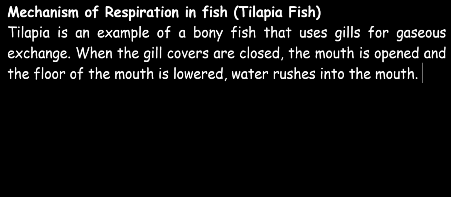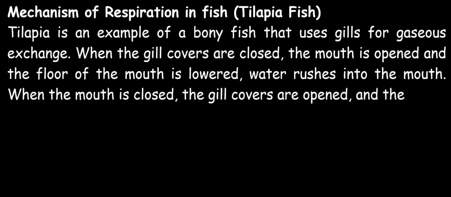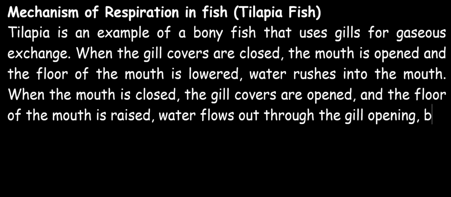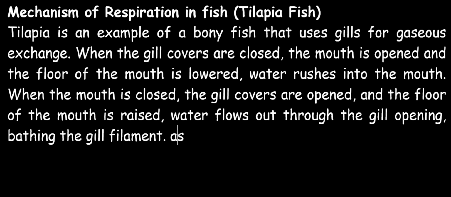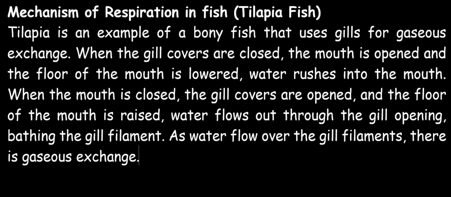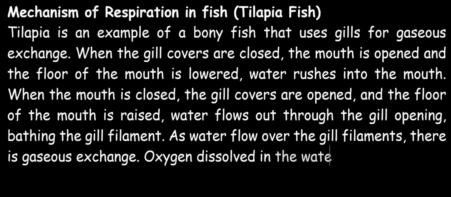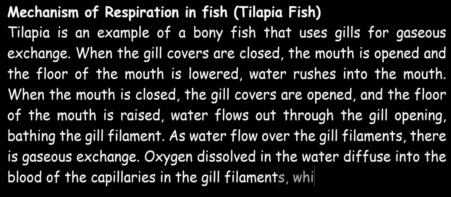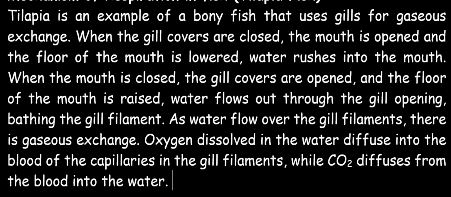When the mouth is closed, the gill covers and the floor of the mouth are raised. Water then flows out through the gill opening, bathing the gill filament. And as water flows over the gill filament, there is gaseous exchange. Oxygen dissolved in the water diffuses into the blood of the capillaries in the gill filament, while CO2 diffuses from the blood into the water. This is the mechanism of respiration in fish.